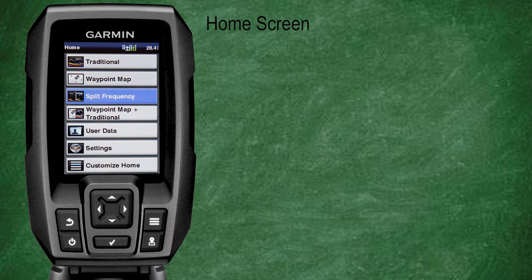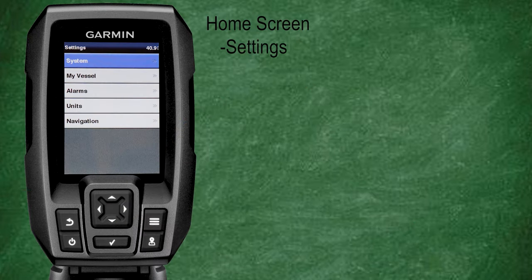Starting from the home screen, let's scroll down and select settings. Here we'll have the ability to adjust settings within the system, vessel specs, alarms, units, and navigation menus. Let's start by selecting system and going through the system settings menu.